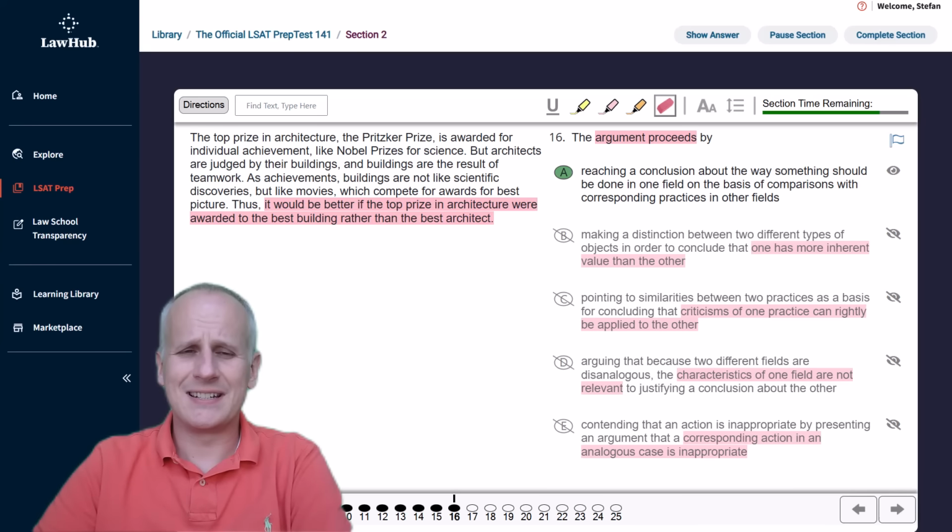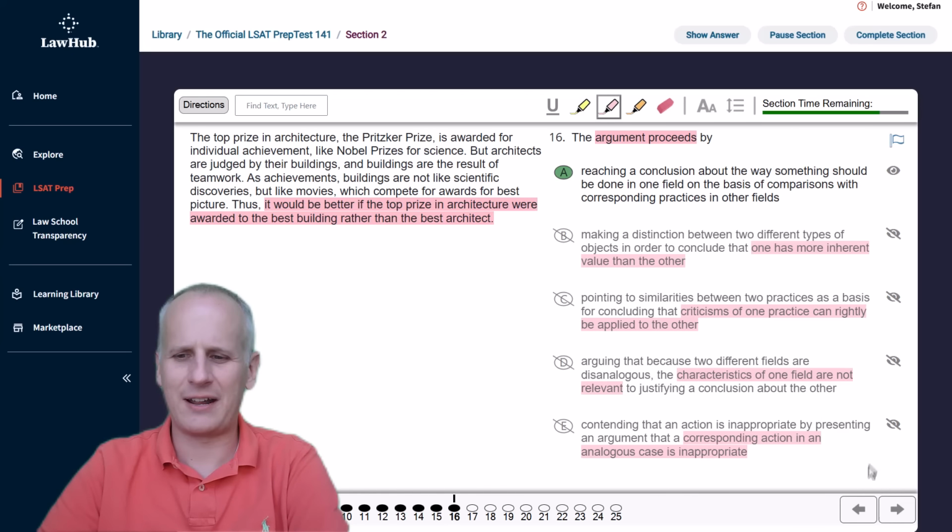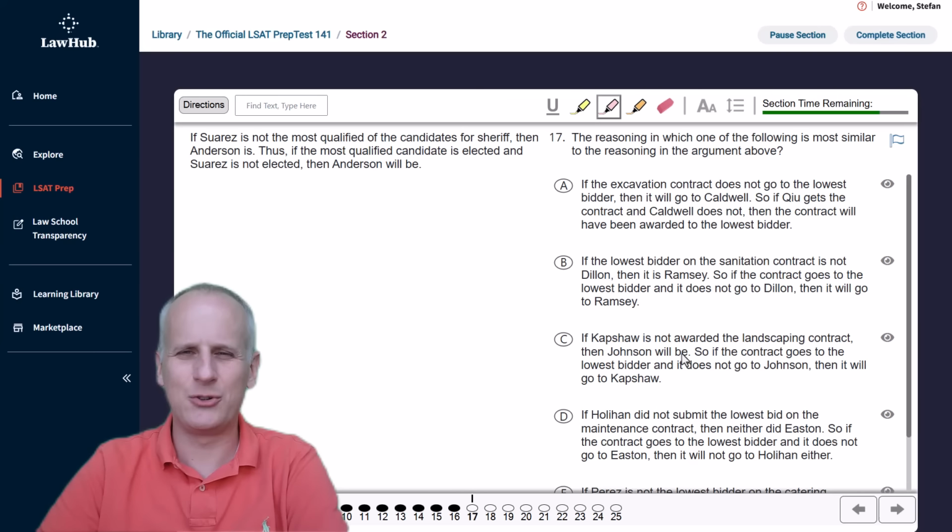Moving on from question 16 of LSAT PrepTest 141's first logical reasoning section, section 2, over at lawhub.lsac.org, we've got to make sure we've got our highlight tool ready to go and we engage with the question stem for number 17 first. And it states: the reasoning in which one of the following is most similar to the reasoning in the argument above.